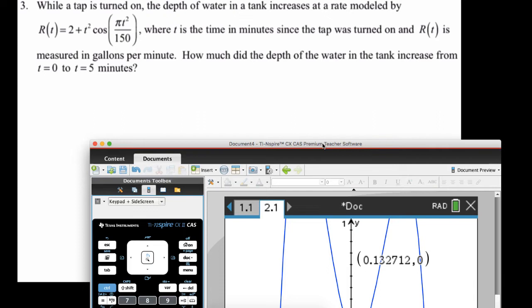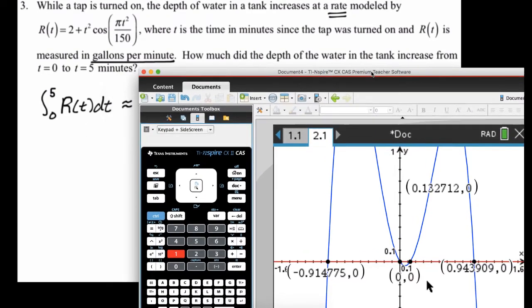All right, so what do we got here? We got R of t is definitely a rate. You always want to keep track of that. What are the units? Well, gallons per minute, right? So gallons per minute, if I integrate over time, which is in minutes, will give me just total gallons. So I'm looking for how much did the depth of the water increase. So we're going from 0 to 5, I am looking for the integral from 0 to 5 of R of t dt. That's what I'm looking for. If I can integrate the rate, which is in gallons per minute, over time, which is in minutes, that'll give me gallons. So this one's pretty straightforward.